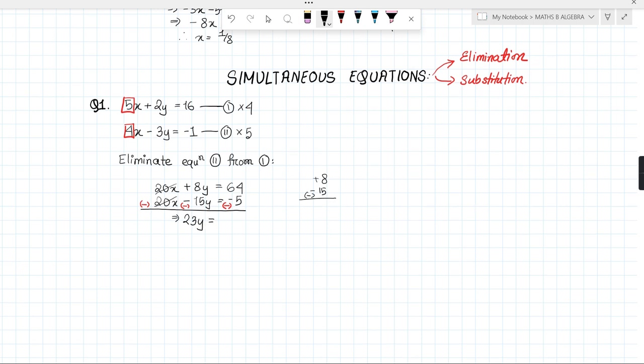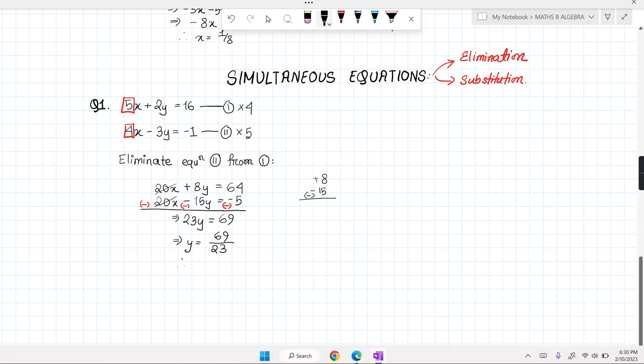And again the same concept, this red minus will not get involved with the 64, it will make the negative 5 positive. So when you add 64 and 5, you get 69, and you just have to make y the subject of it. So it will be 69 over 23, and the value for y is 3.